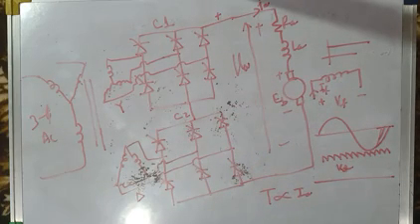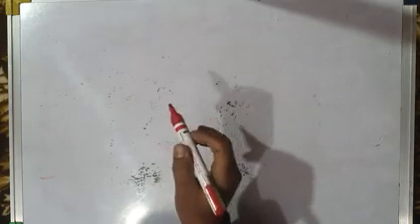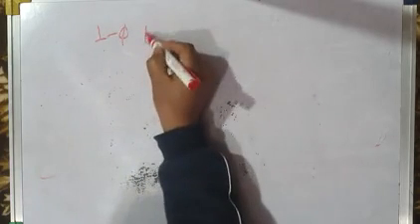So this is how you can have 24 pulse converters also, 48 pulse converters also, but the arrangement is very complicated. The cost of those converters is also very high. So this is the 12 pulse converter. Usually we go up to 6 pulse converters. Now this is about the full converter. And what about the half controlled converter? I will take the single phase half controlled converter now.